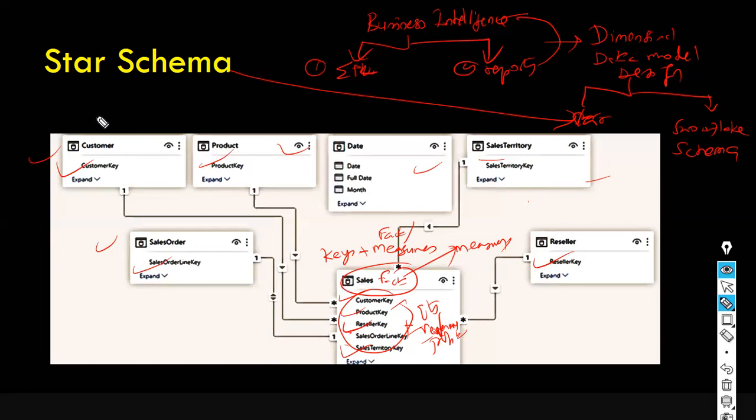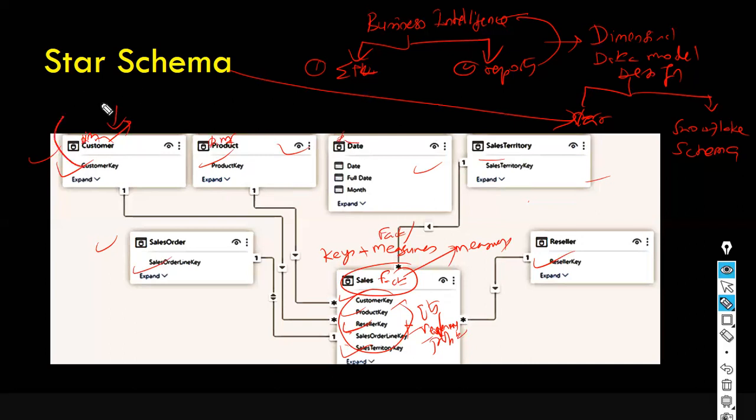And okay, what is this table? Let's assume that these are dim customer, dim product, customer dimension table, product dimension table, date dimension table, sales territory dimension table, sales order dimension table, reseller dimension table. Okay. And if you notice one thing here, now the question is, what is a dimension table? I said these are dim, right? Dim table or dim date. What is a dimension table?